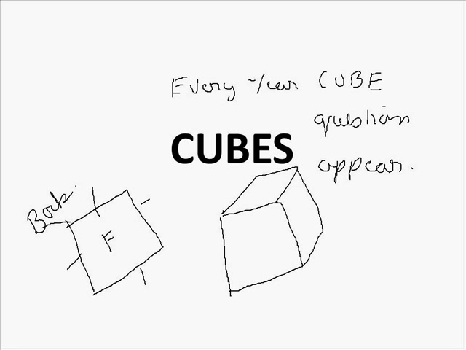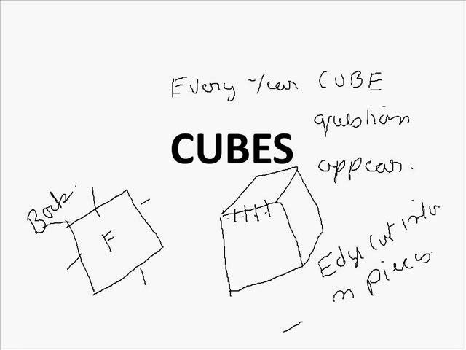Now, the reason why I made you write like this. The first principle is this. If a cube is cut at any edge, like this is 1, 2, 3, 4, 5, edge cut into n pieces, then total cubes are n cube.